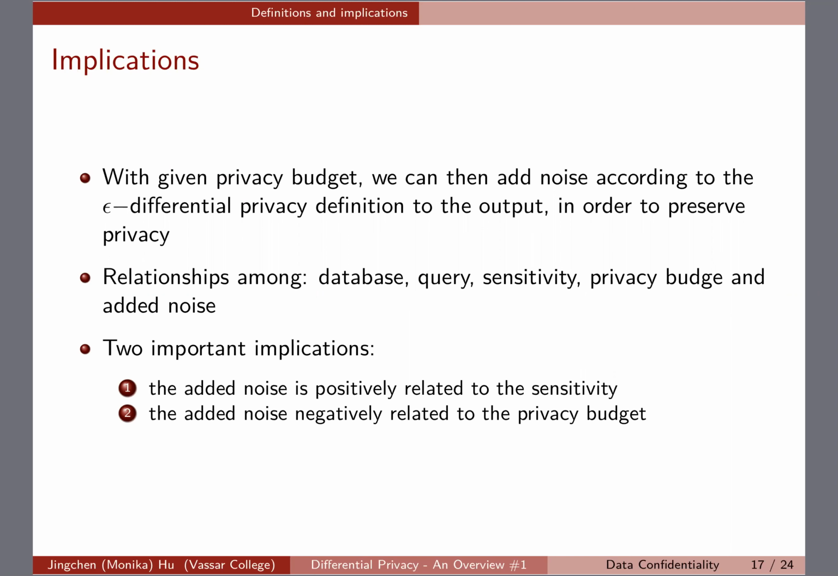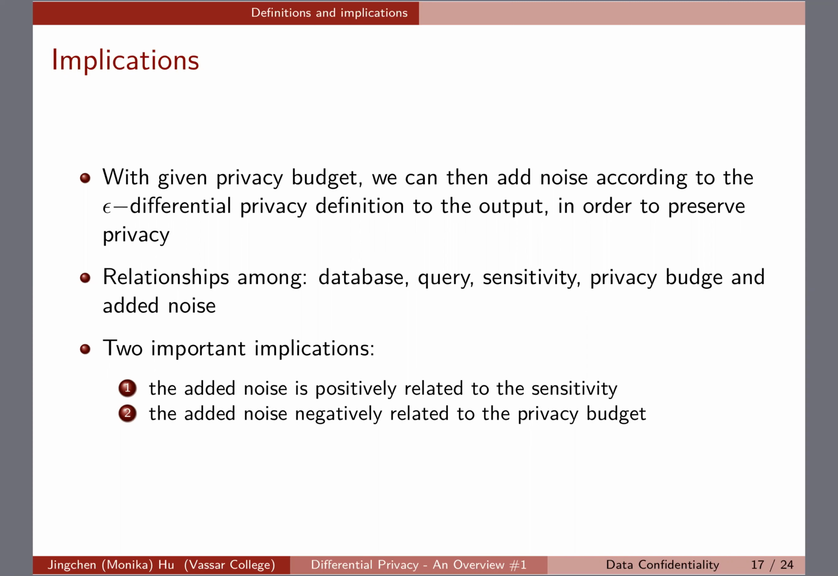So to start, we know that with a given privacy budget epsilon, we can add noise according to the differential privacy definition to the output, right, in order to preserve privacy. Exactly how to add noise, we're going to leave for next week. But today we're going to finish talking about how the sensitivity is affecting the added noise and how the privacy budget is affecting the noise. We put the conclusions first, right?